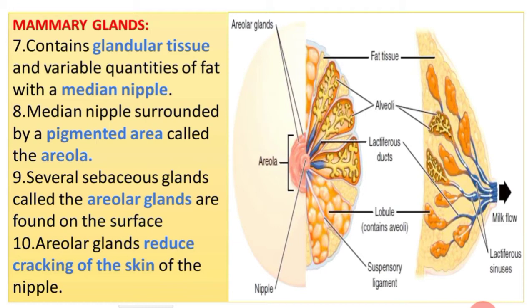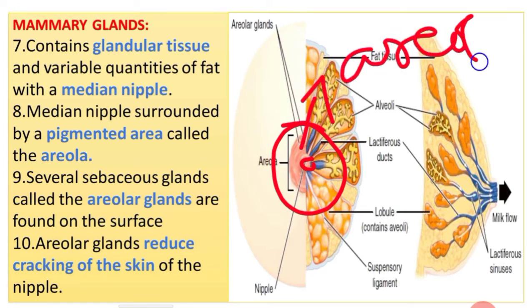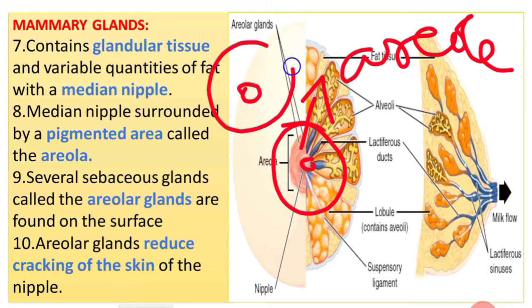Median nipple, see the picture, point number 8. The median area is the nipple area. This area is called the nipple area, and it is surrounded by a hyperpigmented region called the areola. This region is called the areola. The median nipple is surrounded by a hyperpigmented region called the areola.